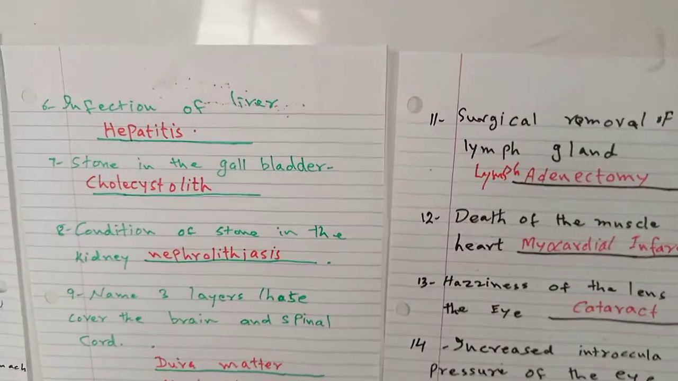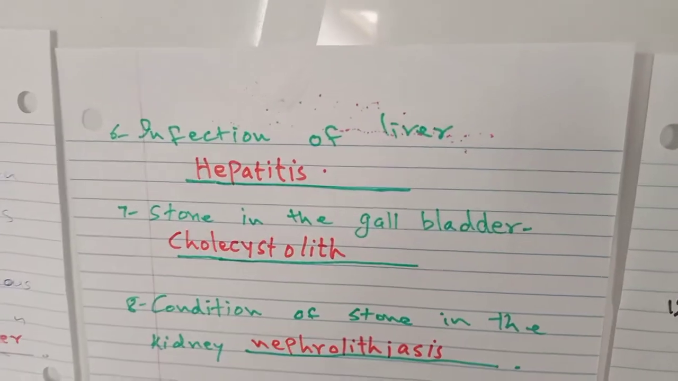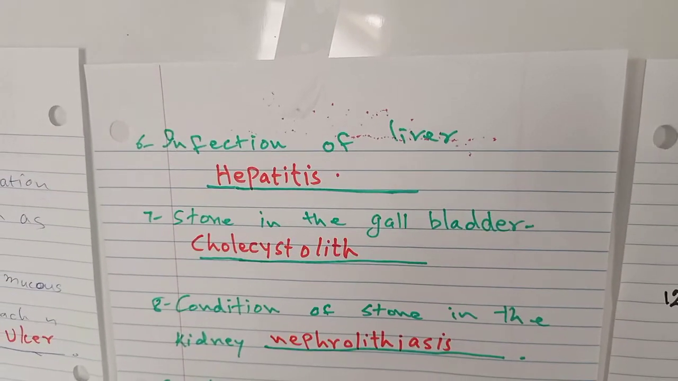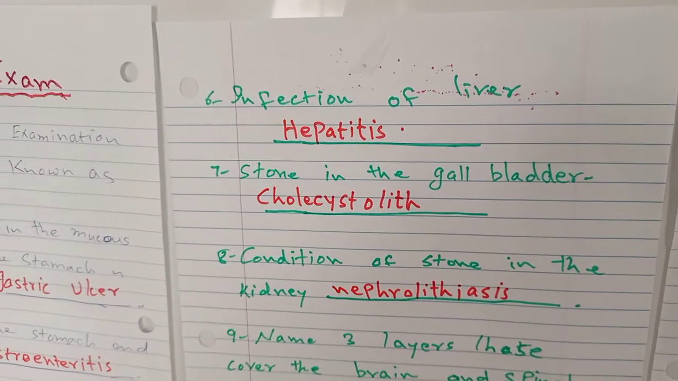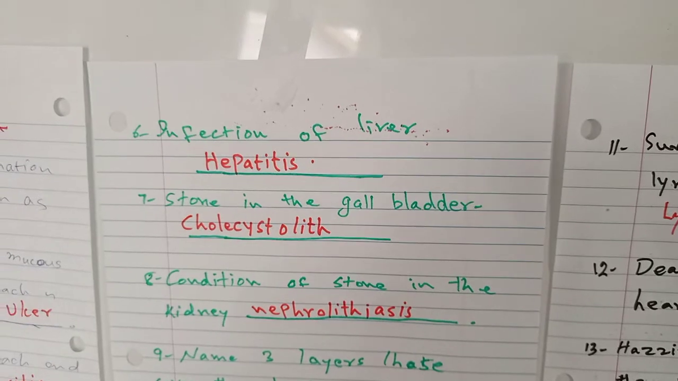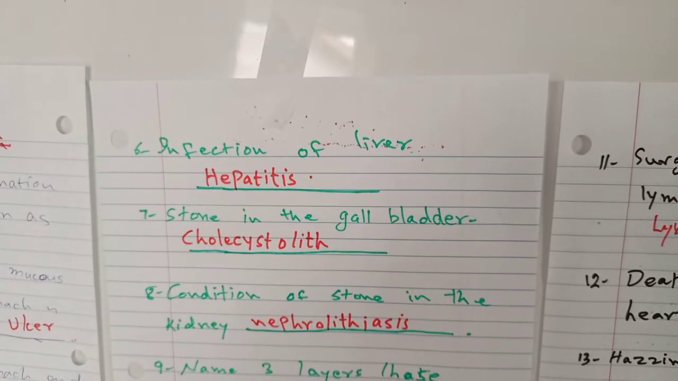Number 6. Infection of the liver is known as hepatitis. 7. Stone in the gallbladder: cholecystolith. Cholecyst is gallbladder and lith is stone. So stone in the gallbladder, cholecystolith.